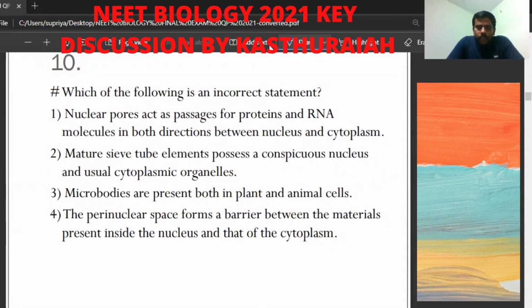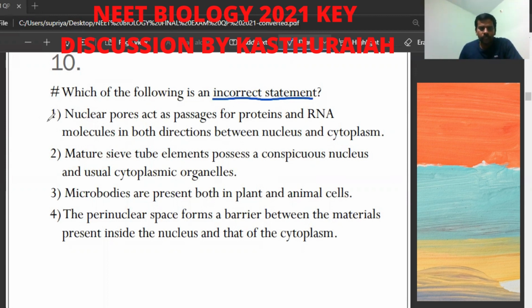See, students, read the question. 10th question given here. Which of the following is an incorrect statement? See, in these given four statements, we need to find out which is the incorrect statement.